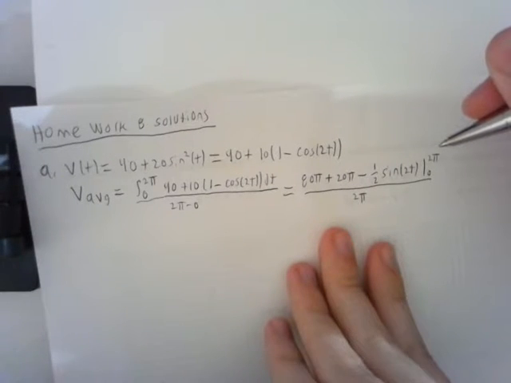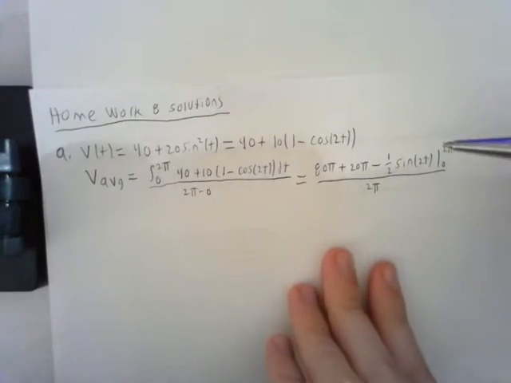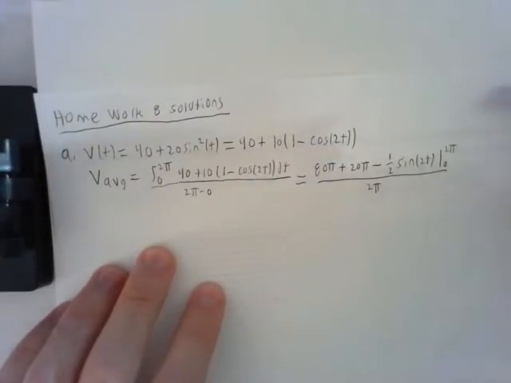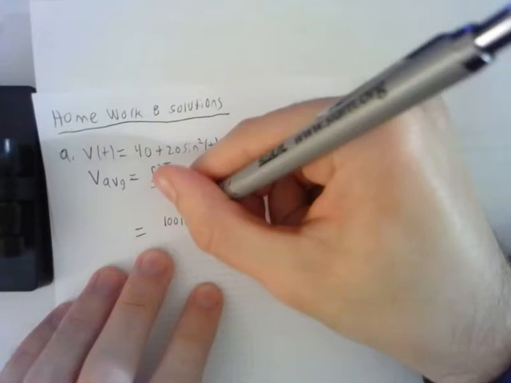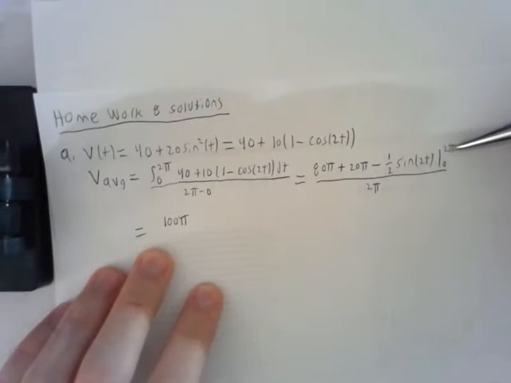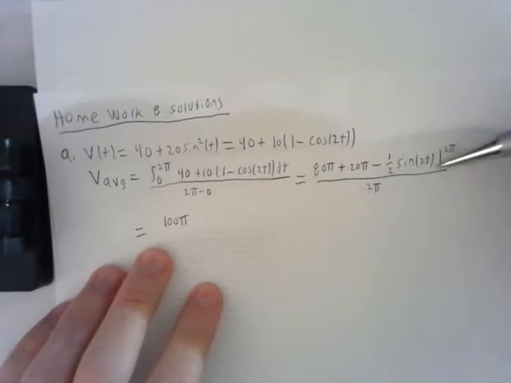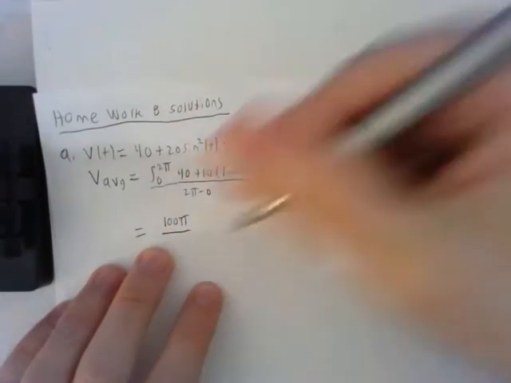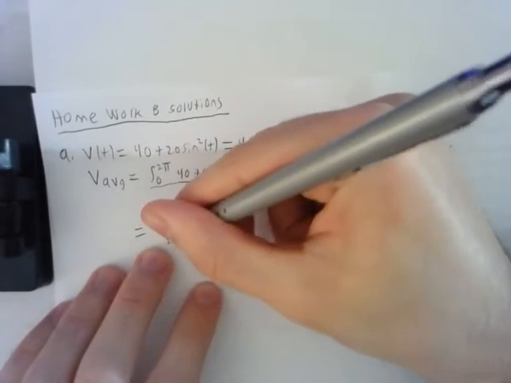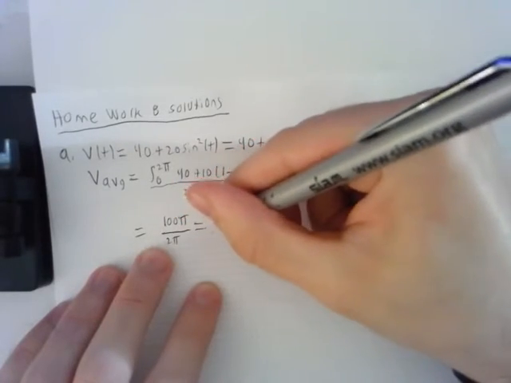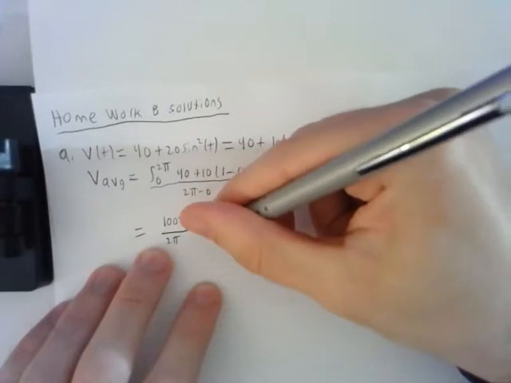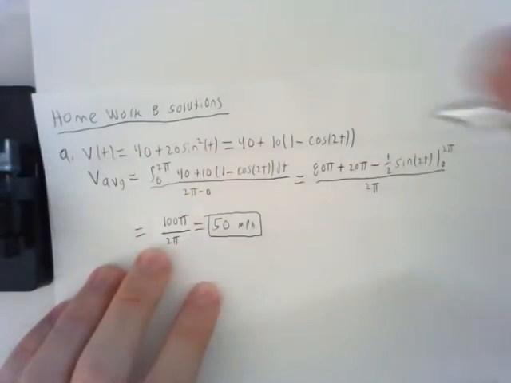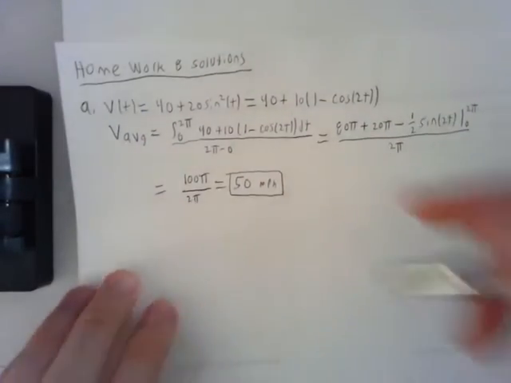Okay, so now if we evaluate this, we'll get 100 pi. Notice that when we plug in 2 pi to the sine function, we get 0. When we plug in 0 to the sine function, we get 0. So it's 100 pi divided by 2 pi, which simplifies to 50 miles per hour. So this is the car's average velocity.